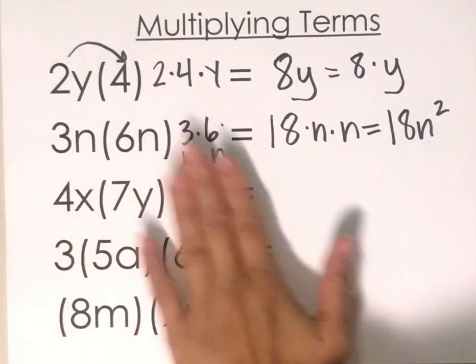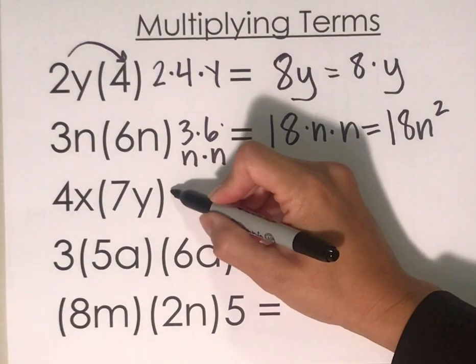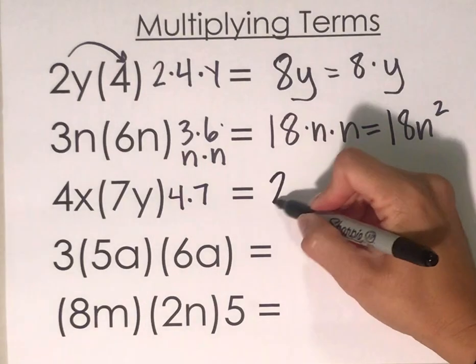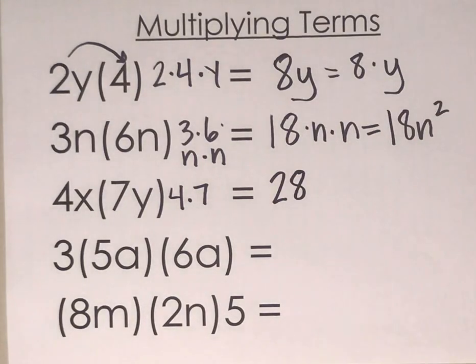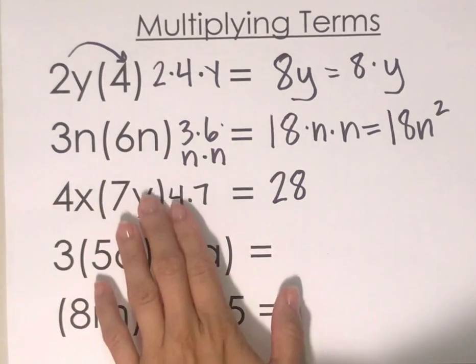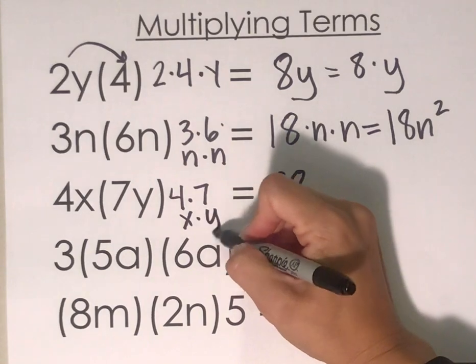Okay, next here, same idea. I like to multiply my numbers first. So I'm going to do 4 times 7, and that's 28. Then I'm going to multiply my letters. So here I have an x, and I'm going to multiply that by the y. So I'm going to do x times y.